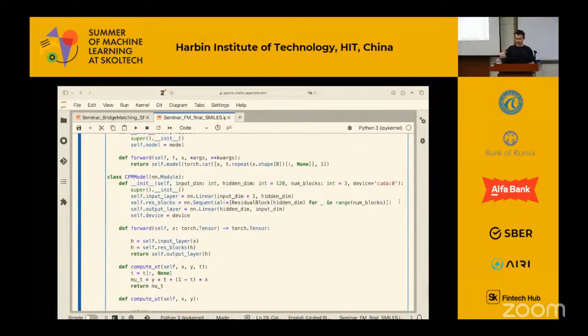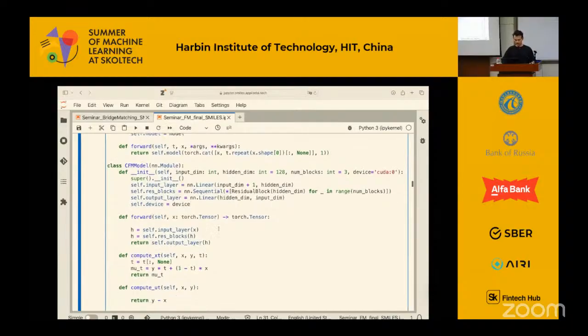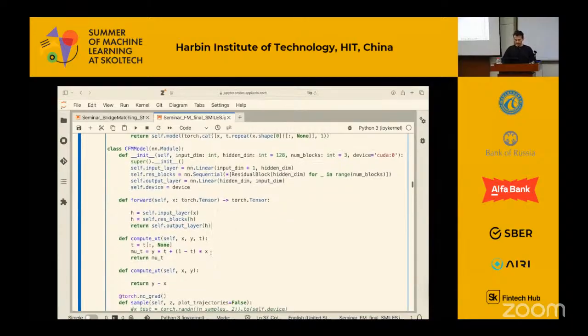Then we apply a sequence of residual blocks, which, you can see, have some kind of MLP-based unit. It takes a hidden dim as input and outputs also hidden dim. You can stack as many residual blocks as you want. And after the residual blocks, we just have a decoder to the input dim once again. Of course, the device. Okay, this is great. So forward is just a function that infers our neural network. It applies the input layer, aka encoder, residual blocks, and decoder.